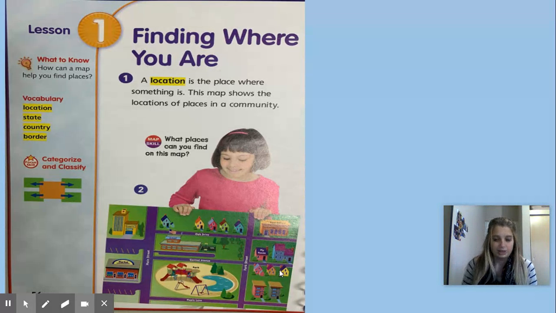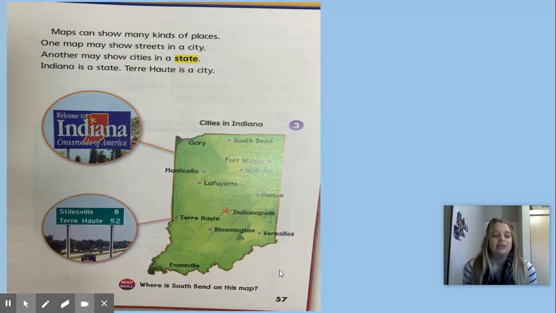All right. So let's continue on. It says maps can show many kinds of places. One map may show streets in a city, another may show cities in a state. So Indiana is a state and Terre Haute is a city.